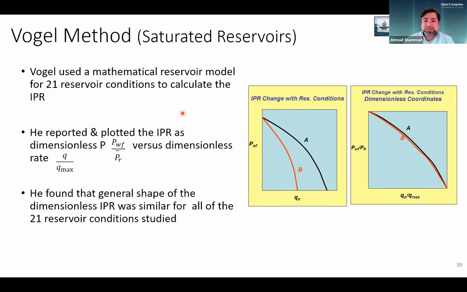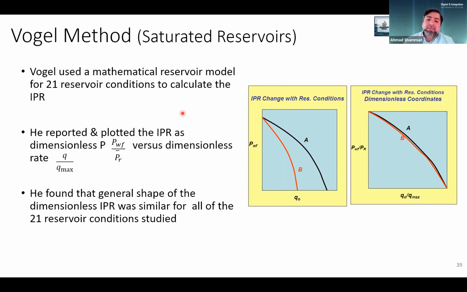So he did some experiments, okay, and found an interesting phenomenon. What he did was create 21 theoretical reservoirs, or mathematical reservoir models. He used Darcy basically, and he changed different parameters of fluid, viscosity, formation volume factor, drainage area size, cylinder, the drainage length, the height, etc. So he created 21 different mathematical reservoirs.